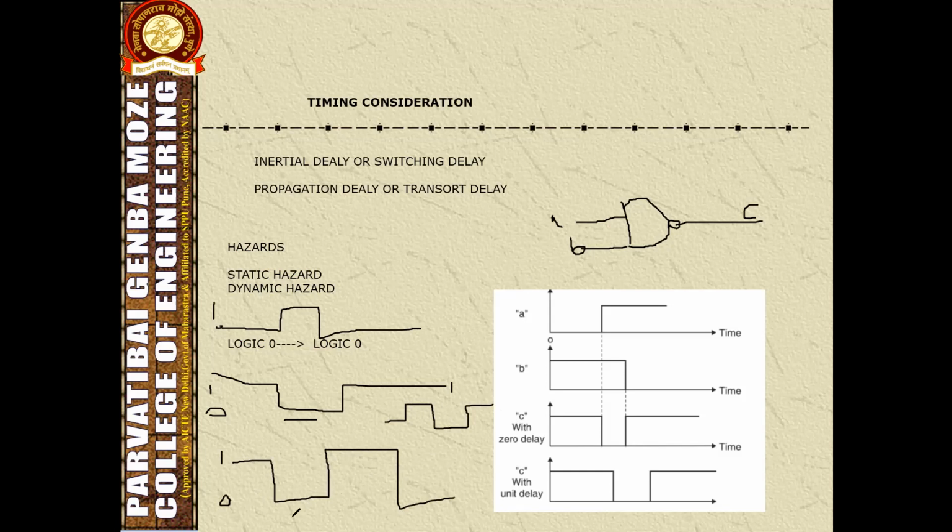In this figure it is clearly seen that when there is a transition from logic 1 to 0, a sudden glitch leads to dynamic hazard. Similarly, when there is a transition from logic 0 to 1, a sudden glitch leads to dynamic hazard, again from 1 to 0.